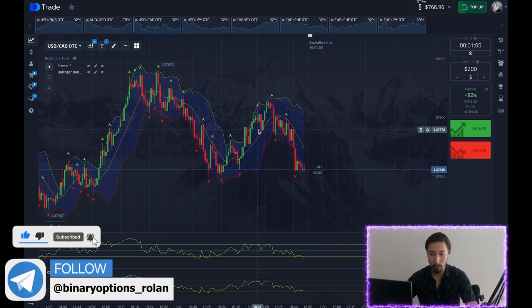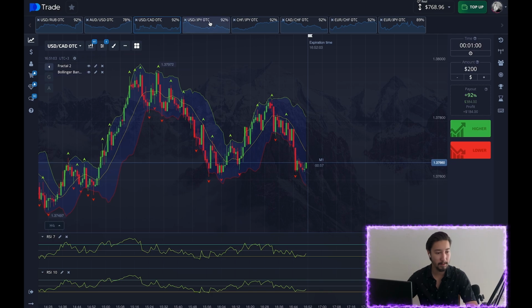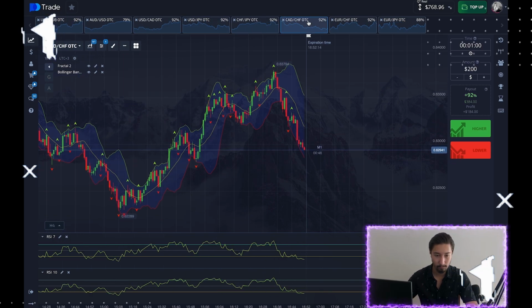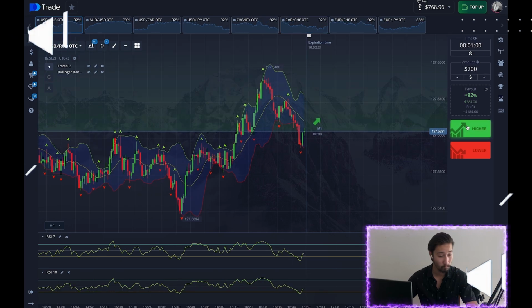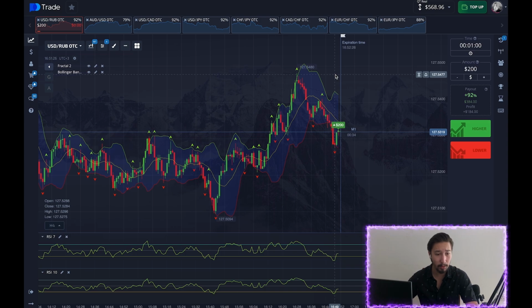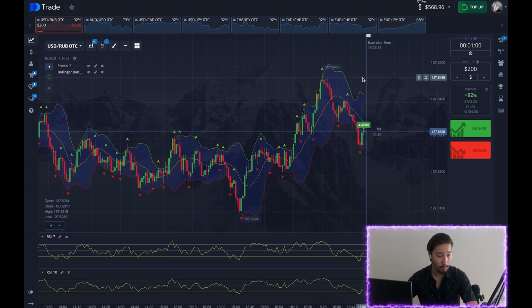So I'll continue to open in the amount of $200. Why not? Let's select the next currency pair. Okay, long position here, guys. Let's try it in the direction of the actual dynamics of the trend.